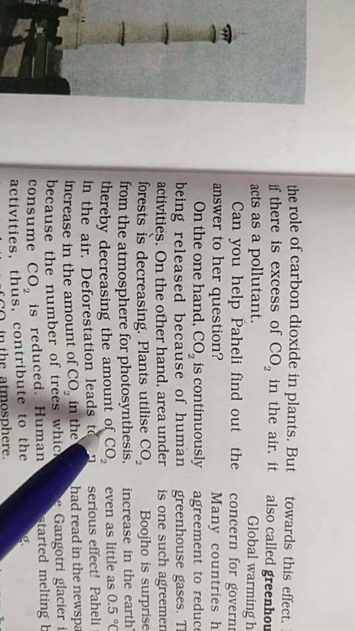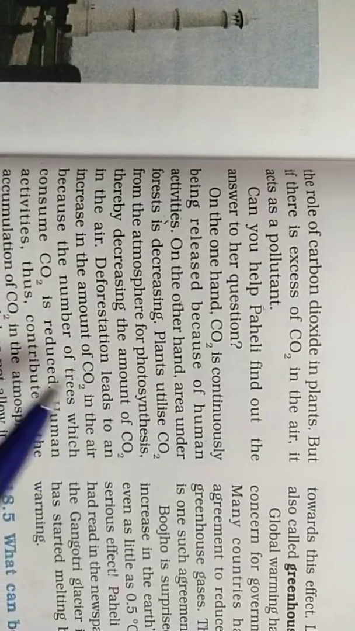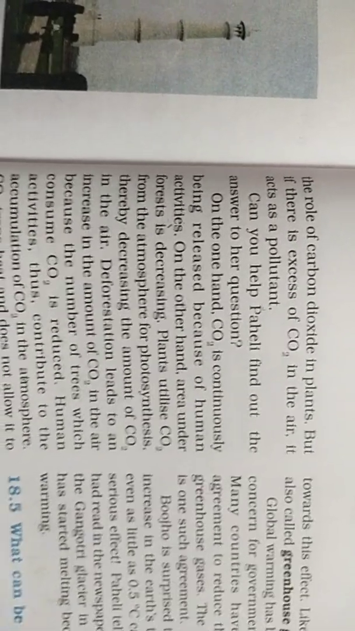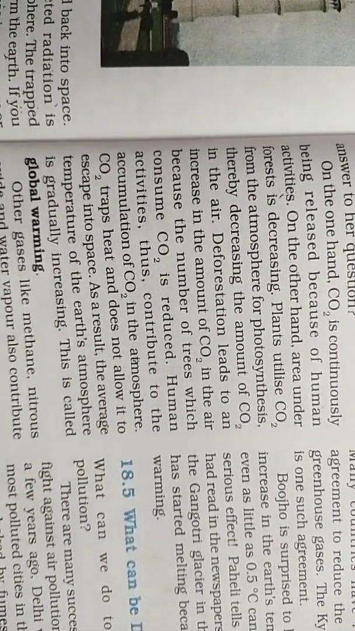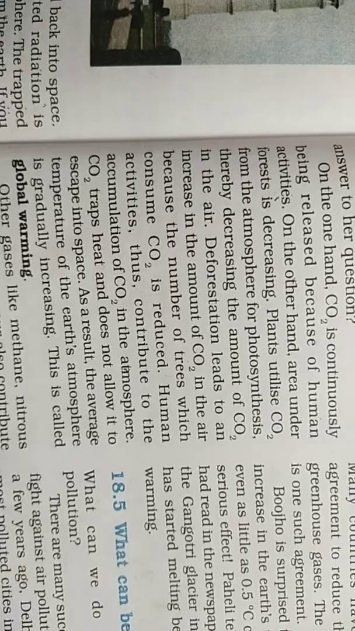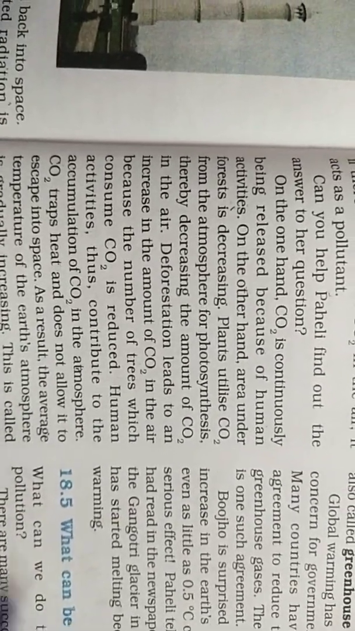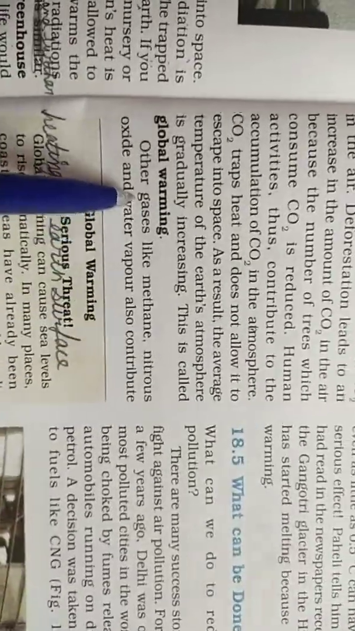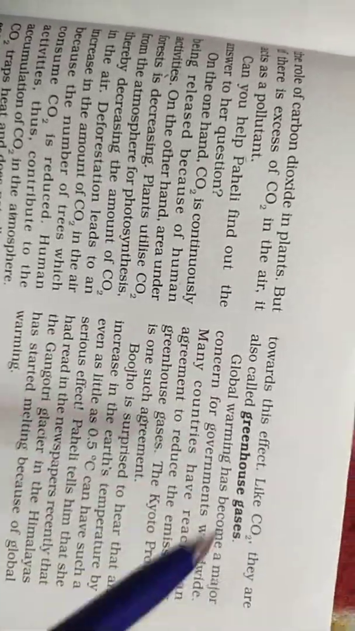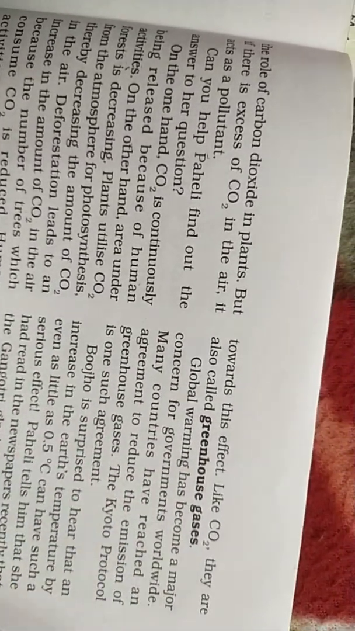Due to this, the carbon dioxide level has increased above the danger level, and due to this increased level of carbon dioxide, all the heat energy is trapped on the earth, and thus the increased temperature is the final result. So this is global warming. This whole process is global warming. Other gases like methane, nitrous oxide, and water vapor also contribute to increasing the temperature of the earth, and they are known as greenhouse gases.